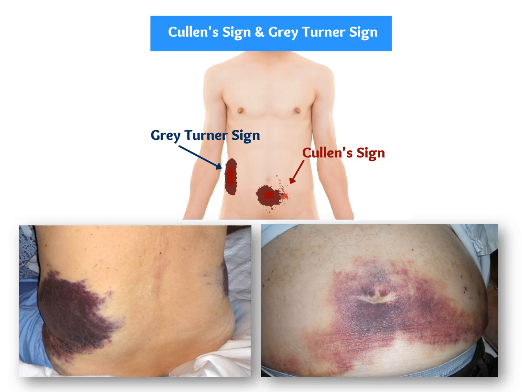These are examples of Grey Turner sign and Cullen sign. So Grey Turner sign is this ecchymosis on the flank, either one flank or both flanks. Cullen sign is periumbilical bruising.